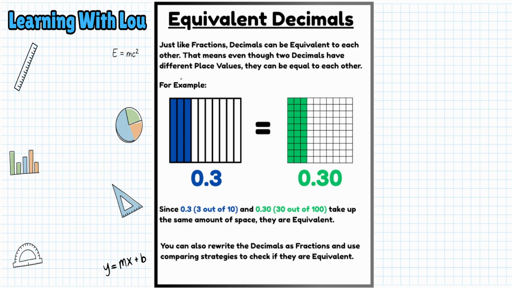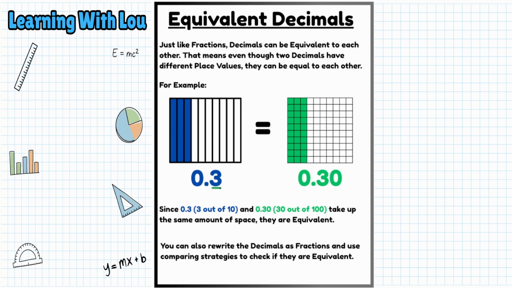If you were to fill these out in visuals like you see here, 3 tenths, because we have 10 total parts, 1, 2, 3, 4, 5, 6, 7, 8, 9, 10, compared to hundredths, because we have 100 little squares here, 10, 20, 30, 40, 50, 60, 70, 80, 90, 100, they actually take up the same amount of space. They're equivalent to each other.